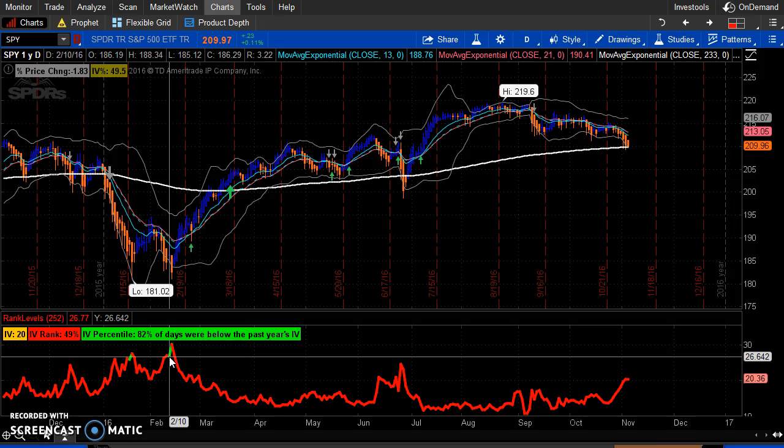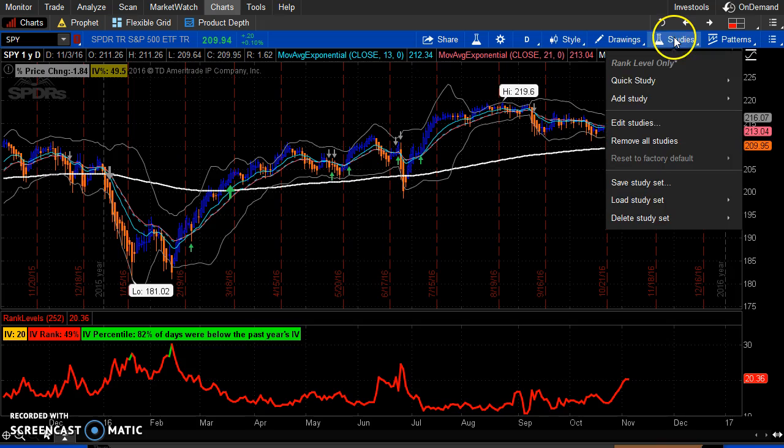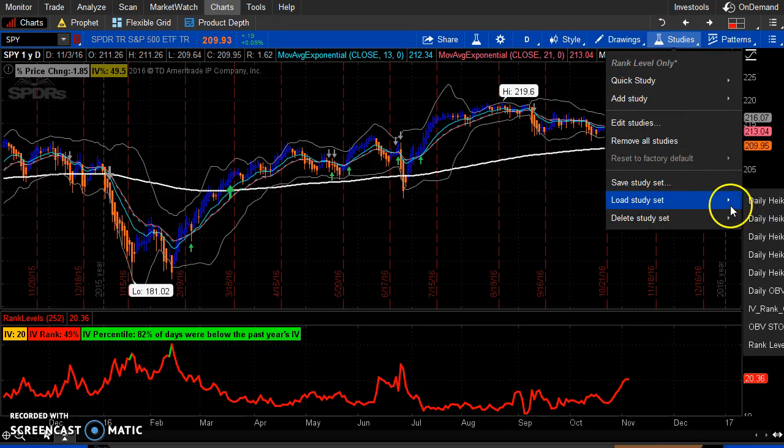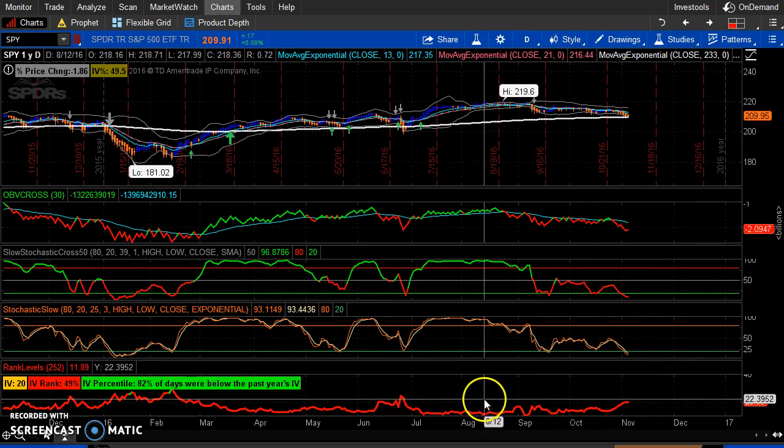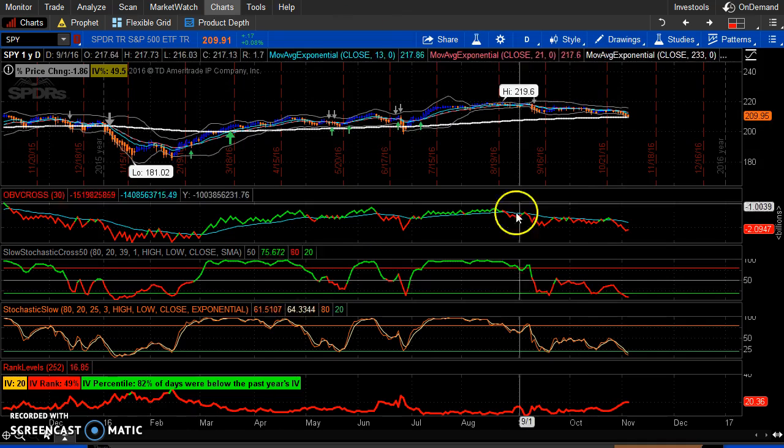So I don't know which is easier for you. If you want this script, it's called the rank level script. Let me know, shoot me an email and I can get it out to you. Or I can just share my entire chart, meaning if you want, I can load up this entire thing, whichever chart you want. I can send you this whole script.